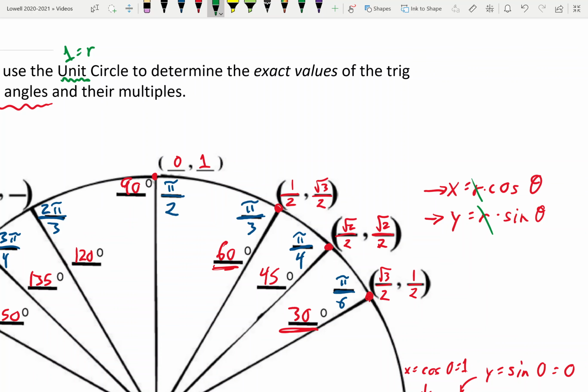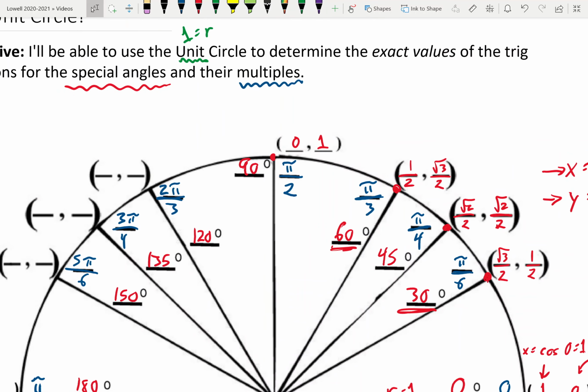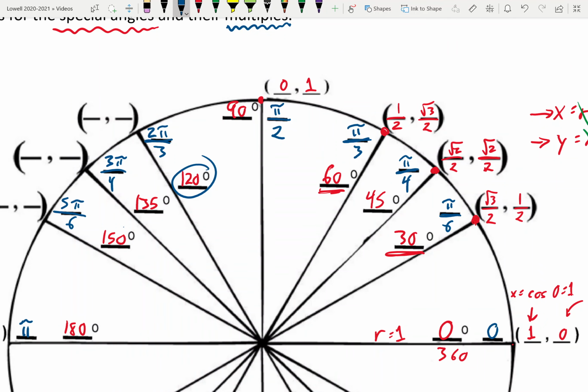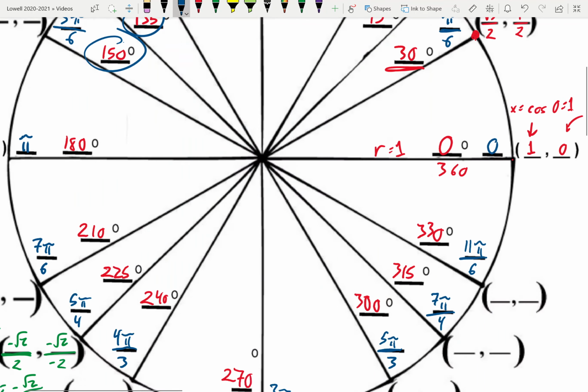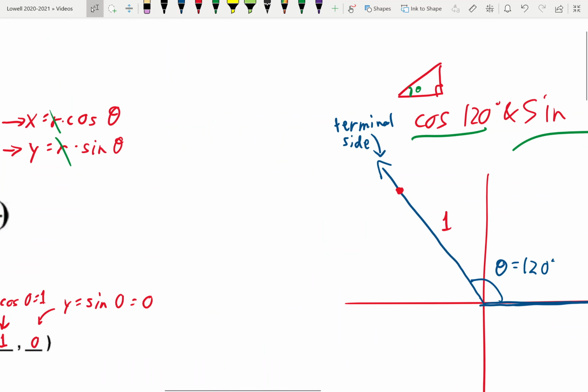Now, in this video, we want to talk about how we can use this first quadrant here to evaluate the trig functions for their multiples. So for example, 120 degrees, 135, 150, and so on. The reason that we can't just do it normally is because I can't make a triangle with 120 degrees. So we'll use 120 as an example.